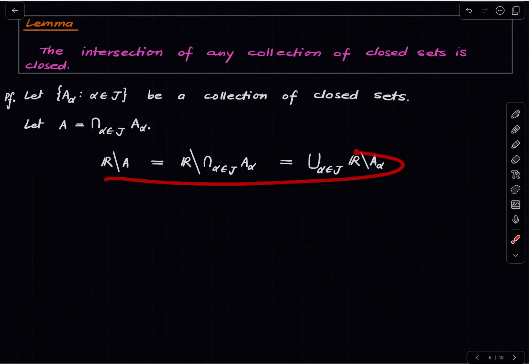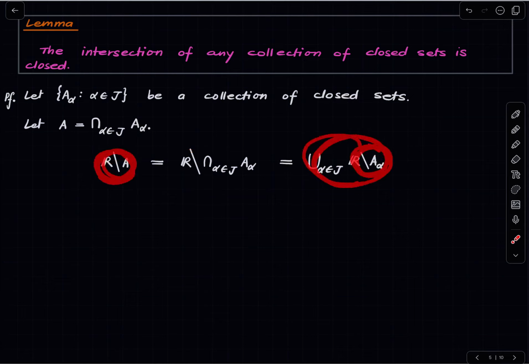Anyway, so this is true, and therefore R minus A, or the complement of A, is the union of a bunch of open sets, because each A alpha is closed. So this is open, because the union of any arbitrary collection of open sets is open. So this is open, and hence A is closed. So that's the proof of this. And these properties will be very useful. Okay.